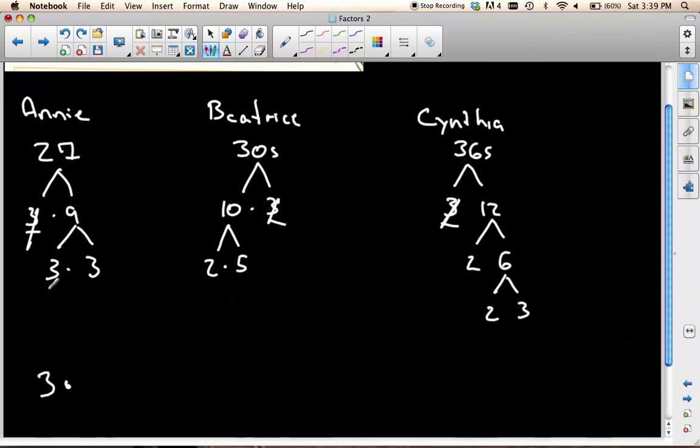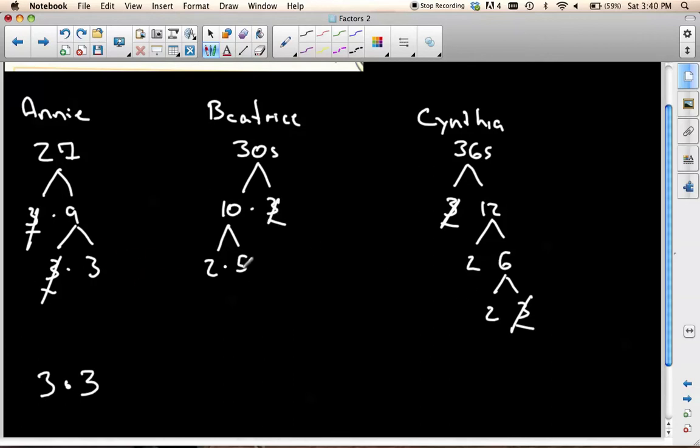Annie's got a 3, but Beatrice doesn't have a 3 anymore, so we need to see if maybe Cynthia does. Oh, okay, look, Cynthia has a 3. So both Annie and Cynthia have a common multiple of 3. So we'll use that one now, and once we've brought it down, cross it off. Now, Annie's got another 3, but nobody else does, so we'll save this one for after.